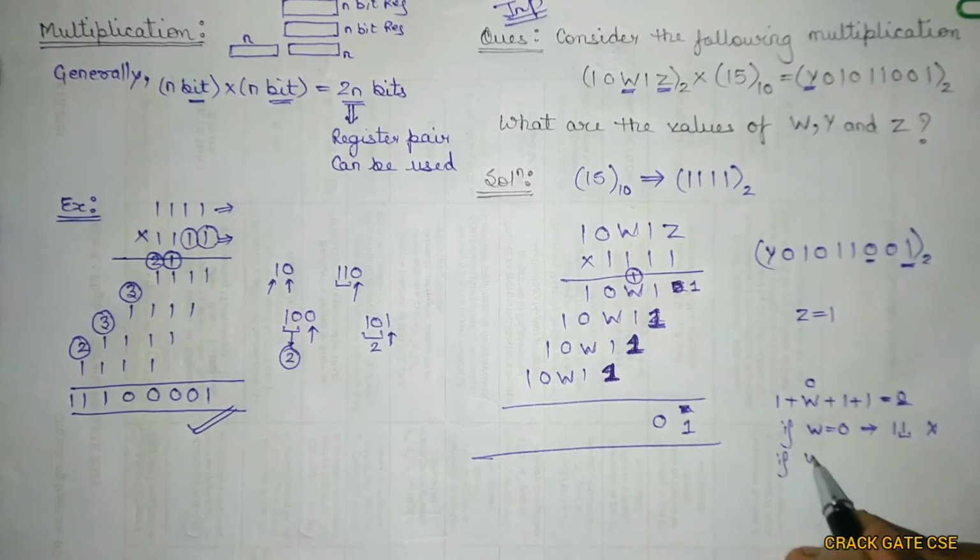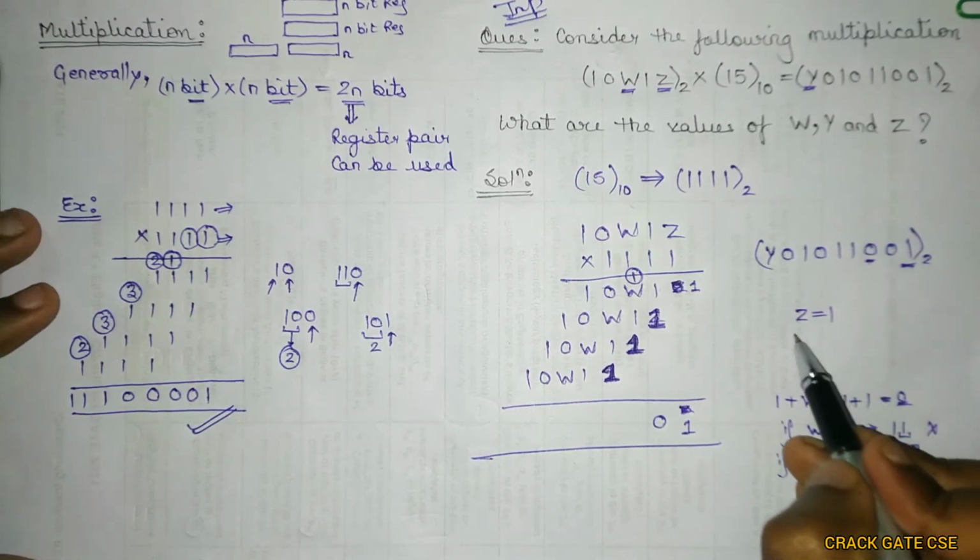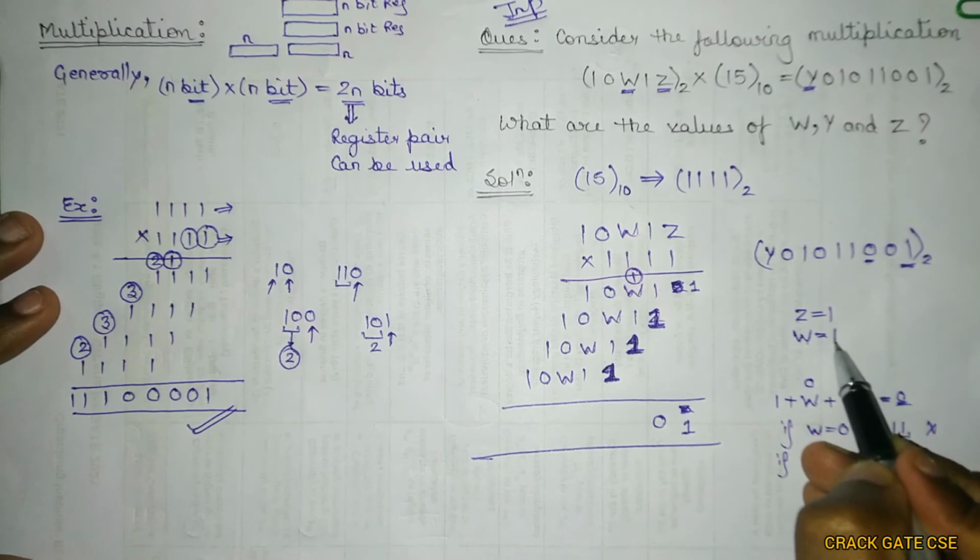And if w is equals to 1, it will be 4. And 4 can be written as 1 0 0. That means at unit place 0 is there. So what will be the value of w? W will be equals to 1.